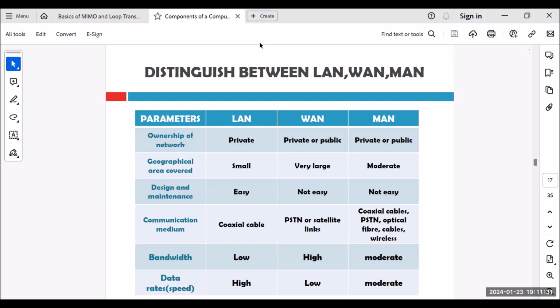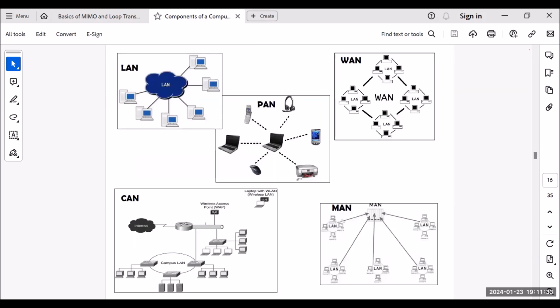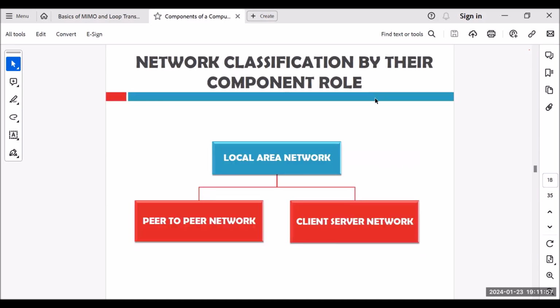Okay, so you need to distinguish between LAN, WAN, and MAN, and this is obviously the best depiction of that, right? In terms of geographical area, LAN has the lowest one. CAN comes after that, MAN after that, and WAN obviously has the largest of all in terms of geographical area, right? Okay.